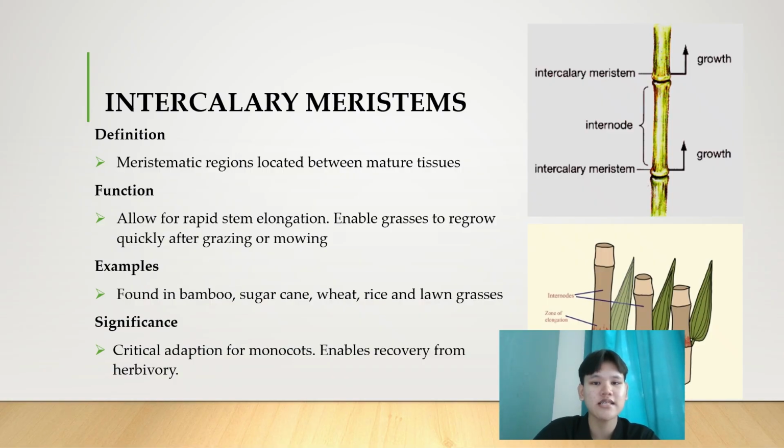It enables grasses to regrow quickly after grazing or mowing. It will support continued growth despite terminal damage. For example, it is found in bamboo, sugarcane, wheat, rice, and lawn grasses. It is responsible for the remarkable growth rate of bamboo. Next is significance. A critical adaptation for monocots, it enables recovery from herbivory and supports agricultural practices like grazing and harvesting.